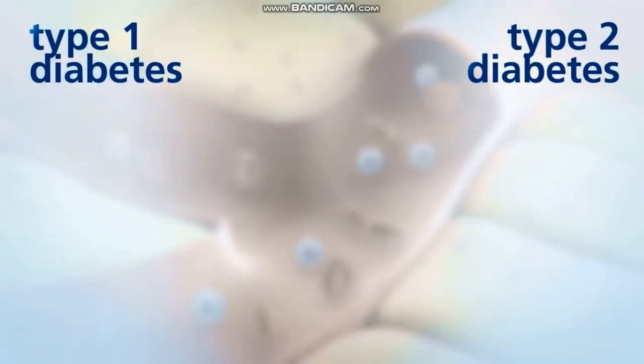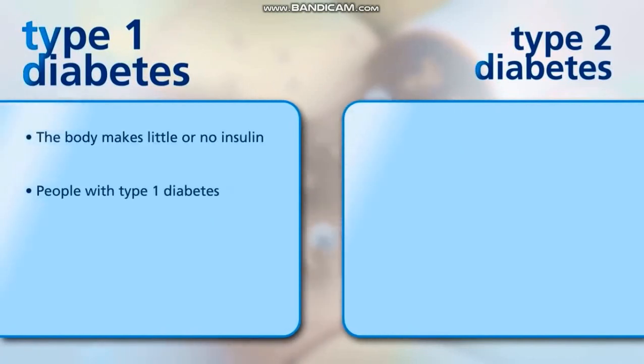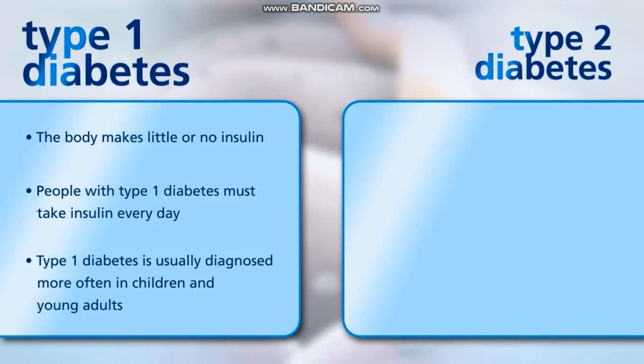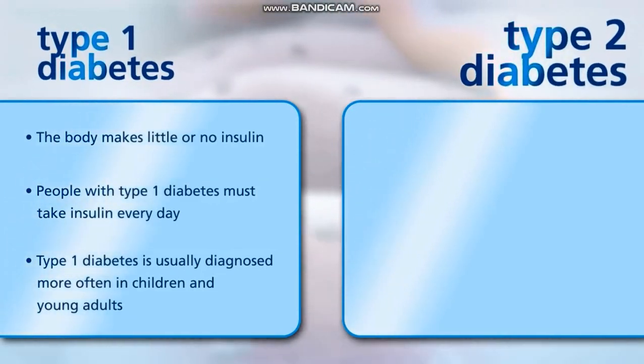But what happens in diabetes? So there are two types of diabetes. Type 1: in type 1 diabetes, the body makes little or no insulin. So people with type 1 diabetes must take insulin every day. And it is usually diagnosed more often in children and young adults.